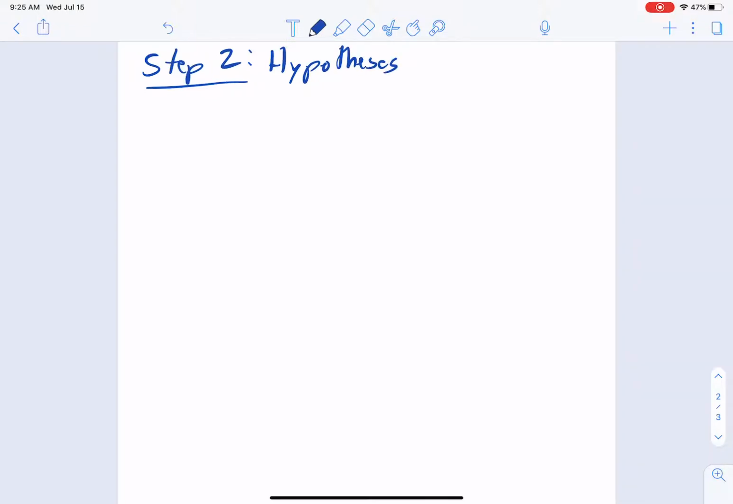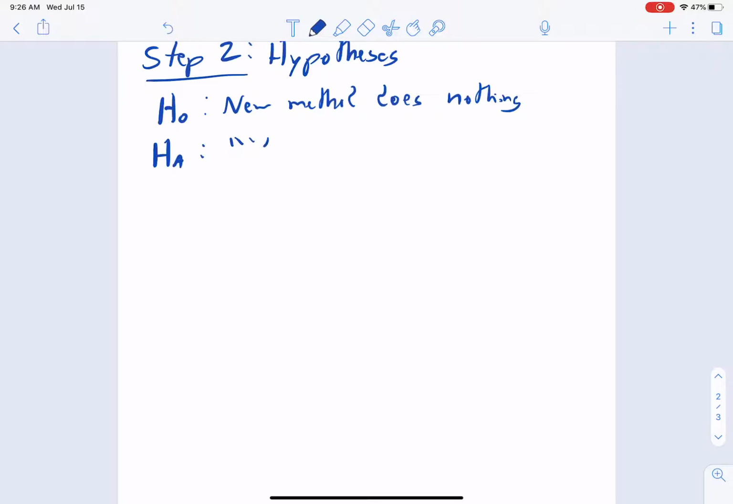Hypotheses. Okay, so our H naught, or null hypothesis, let's write it out in English first, is that the new method does nothing, right? So even if we did the new method, it's almost like the result would be as if we didn't do anything, right? Okay, and then the alternative hypothesis is that the new method does something.